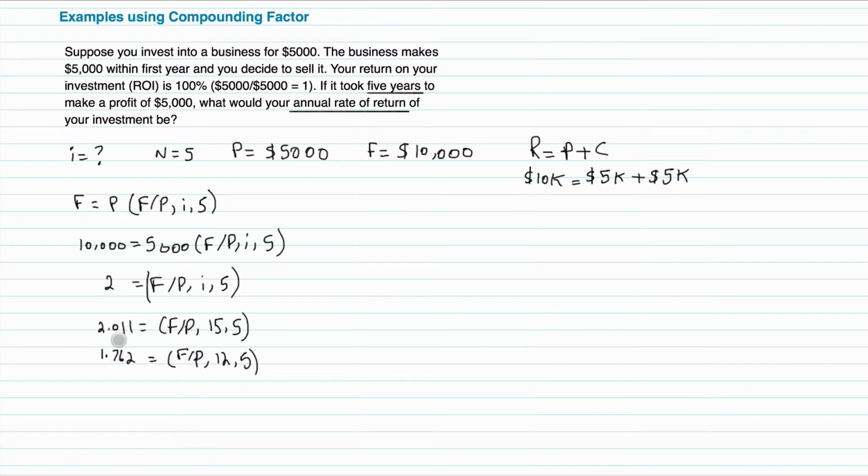And what we have is 1.762, which is a number below 2, and 2.011, a number above 2. So we have two values and we have two percentages, 12 and 15. Using these 4 pieces of information, we can now interpolate our answer and find exactly what rate. So what rate will give us a value of 2.